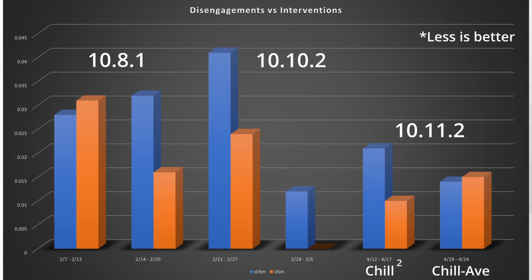This week we're in now, I'm going to complete on chill average to make sure that I have enough information to compare with chill squared. The week following this, I will revert back to chill squared to see how the numbers look after that. It is refreshing, however, to see the disengagements are still showing a decrease.